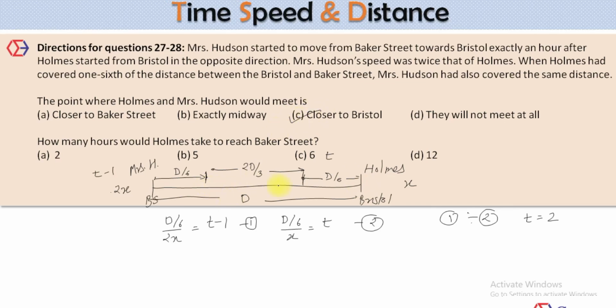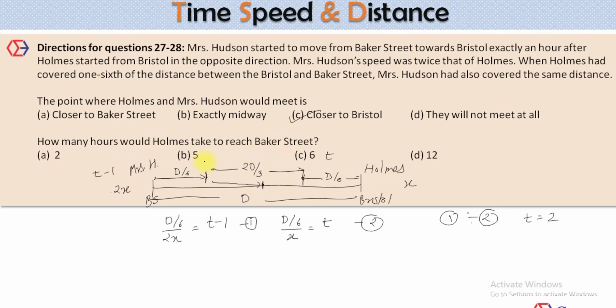Because now the distance between them is 2D by 3. They've already covered the equal amount of distance. Now more part of this 2D by 3 will be covered by Mrs. Hudson. So meeting point would be somewhere here. That means closer to which station? Bristol. And how many hours would Holmes take to reach the Baker Street?